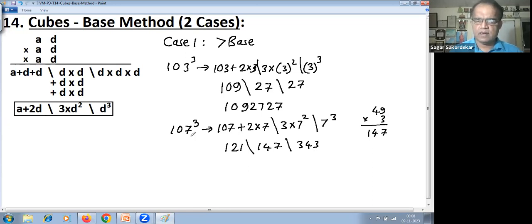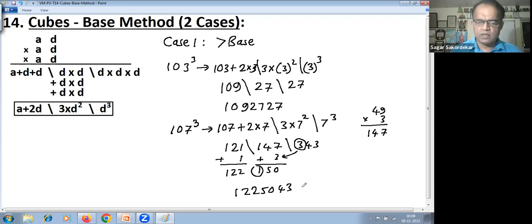Now base is 100. For 107 base is 100. So this is extra that you'll have to add here. So that will give you 150. 7 plus this 10. And then this is 3 digits. So this is again extra that you'll have to add here. Give you 122. This is 122. This is 50 and this is 43. So answer is 1225043.